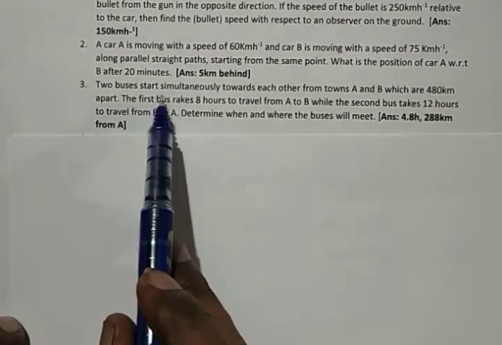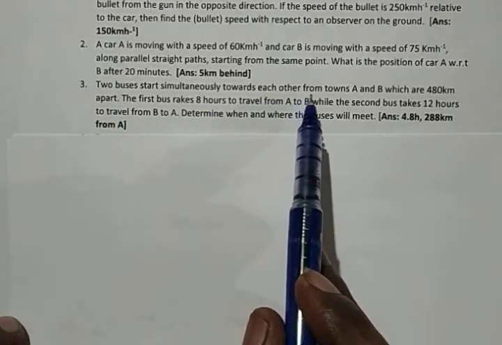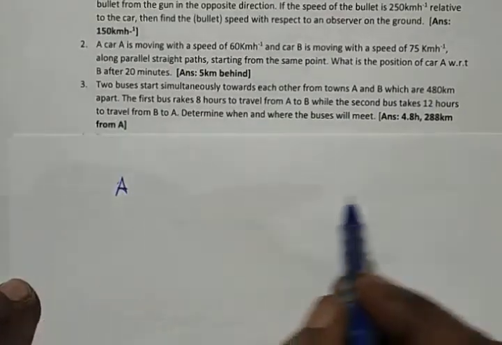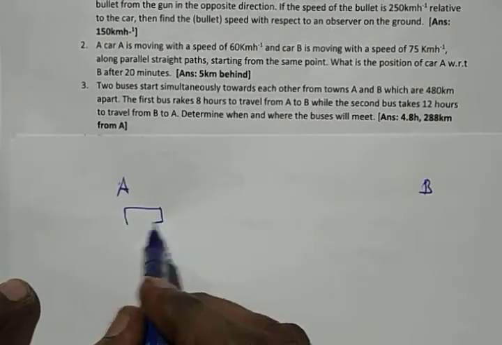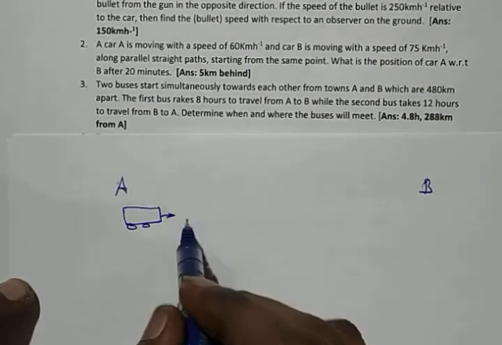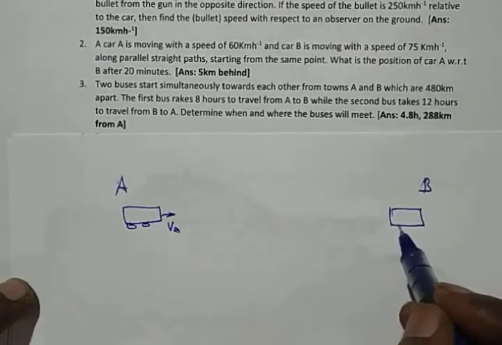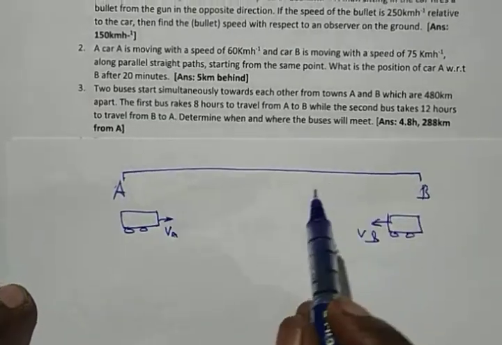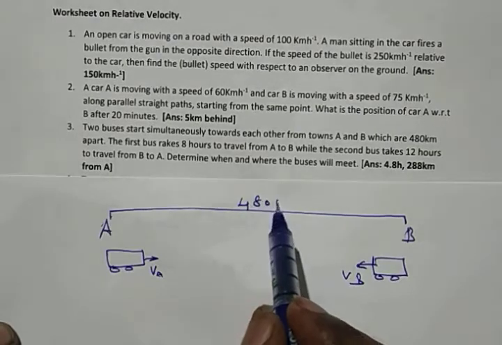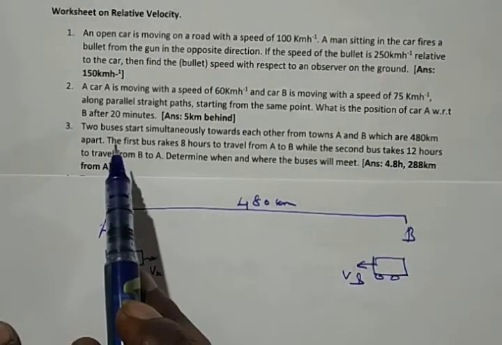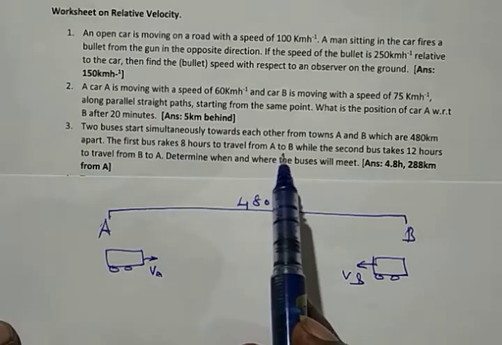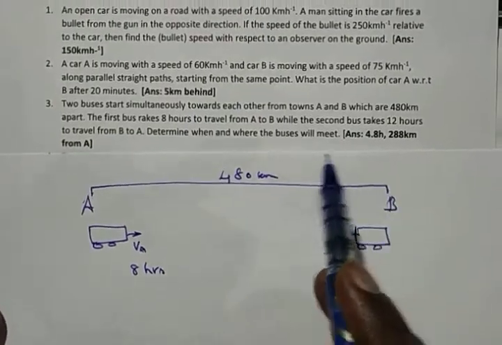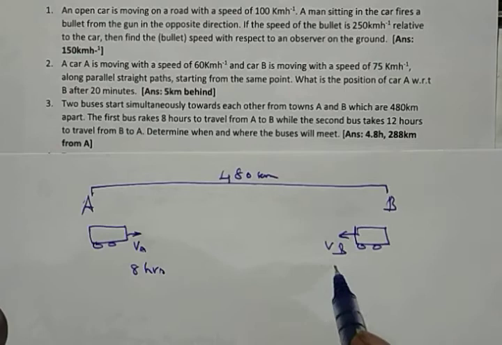Two buses start simultaneously towards each other from town A and town B, which are 480 kilometers apart. So this is town A, this is town B. One bus is going from here, town A to B, and VA is the velocity. Another bus is coming from here, and VB is the velocity. Both the towns are at a distance of 480 kilometers. It's already given here. The first bus takes 8 hours to travel from A to B, and the second bus takes 12 hours.